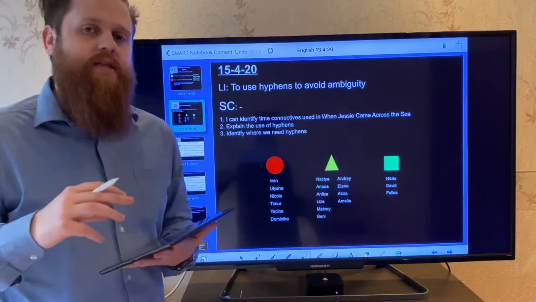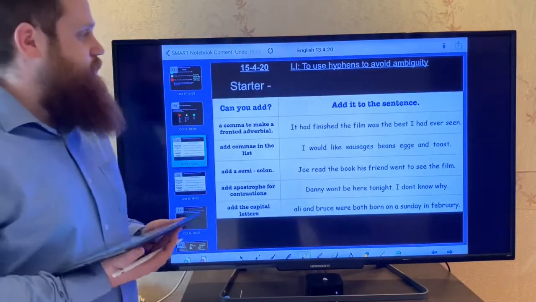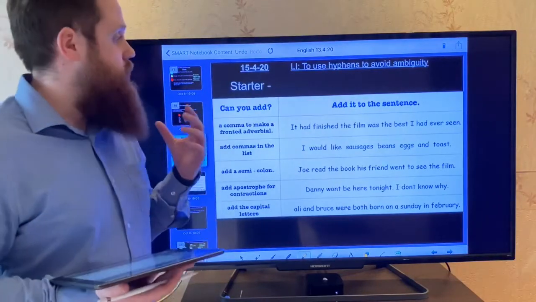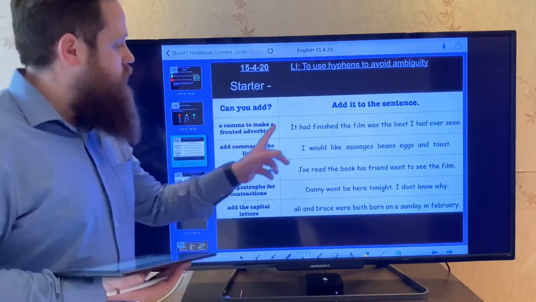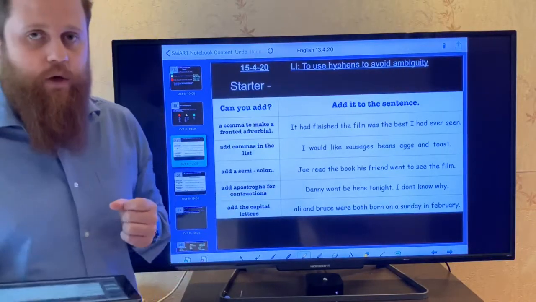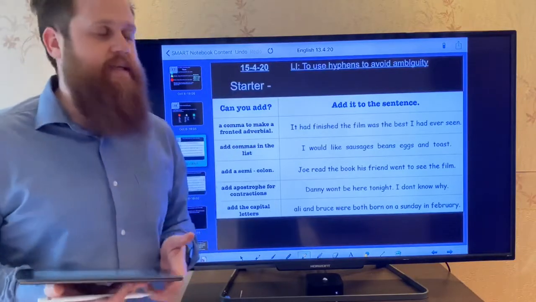There's 3 different parts of this lesson. The first part is our SPAG starter. So here it is. It is taken from the SPAG Ninjas. And again, I would like you to add these things to these sentences. So get ready to pause the video and have a go at this yourself before pressing play to see the answers.